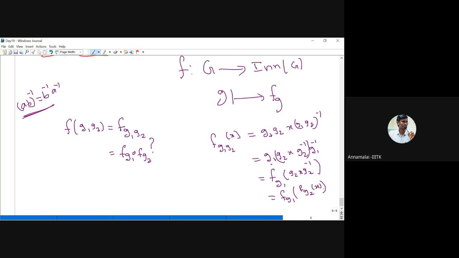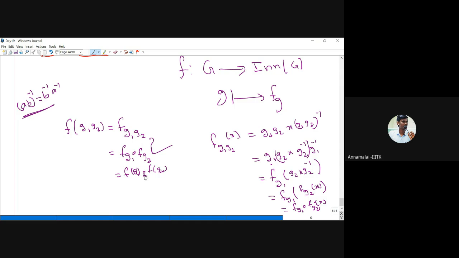Therefore this is a composition. Therefore how we define f(g1) composition f(g2) of x. Therefore I can cancel the x. Therefore we get this one. Therefore f(g1 g2) is nothing but f(g1) composition f(g2). That is composition here. Therefore, f(g1 g2) equals f(g1) composition f(g2).